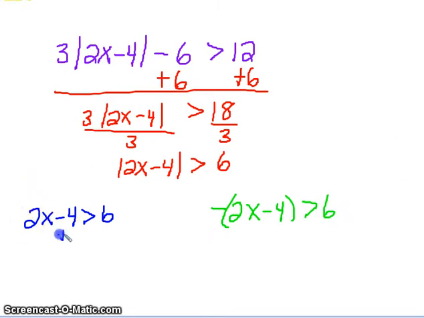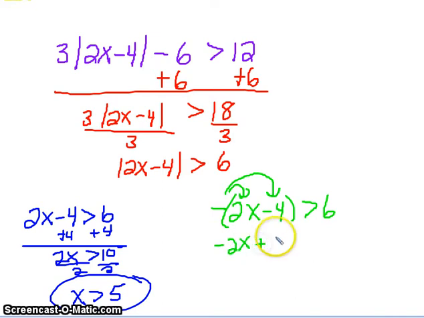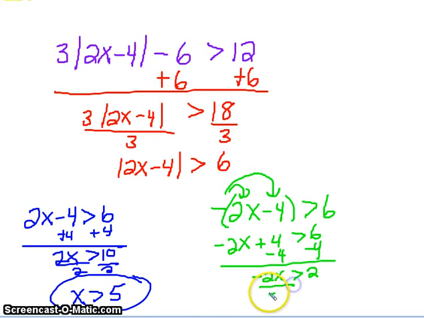And so now we add 4 to both sides and get 2x is greater than 10. Divide by 2 and get x is greater than 5. Over here we have to distribute that negative. So we get negative 2x plus 4 is greater than 6. Subtract 4 from both sides and get negative 2x is greater than 2. Divide by negative 2. And when you divide by a negative, what happens to the inequality? It flips.